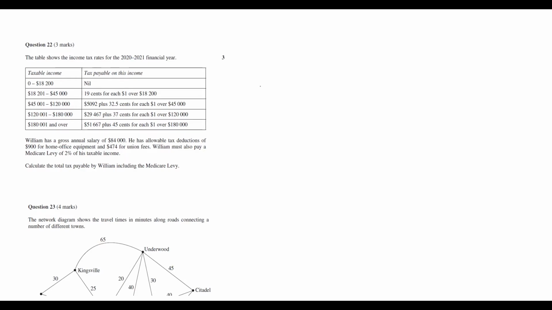So what we need to do first of all is deduct those two fees there. So now his total amount that can be taxed will be $84,000 minus the $900 for the home office equipment, and then minus the $474 for the union fees. Okay, and so once we do that, we find that the total taxable income is actually going to be $82,626.